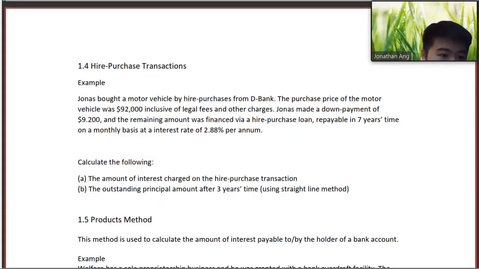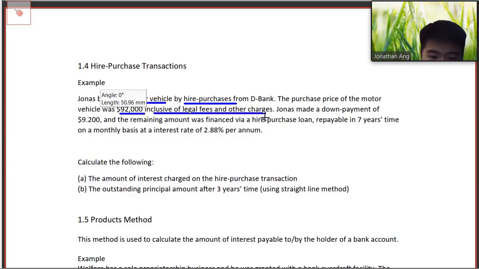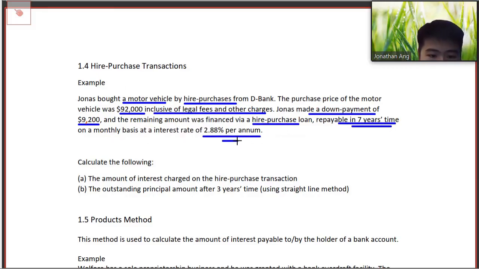If you look at a hire purchase transaction, Jonas bought a motor vehicle, basically a car, with a hire purchase from the bank. The purchase price of the motor vehicle was 92,000 inclusive of legal fee and other charges, meaning the price of the car after all those fees. Jonas made a down payment of 9,200, not 9.2. It's supposed to be 9,200, so you help me change a little bit. The remaining amount was financed via a hire purchase loan, repayable in 7 years' time on a monthly basis at an interest rate of 2.88% per annum.